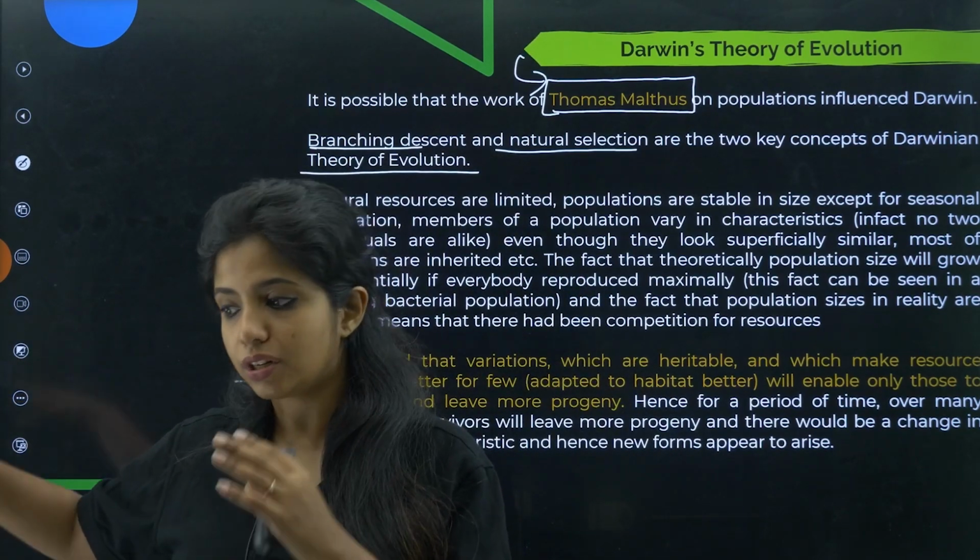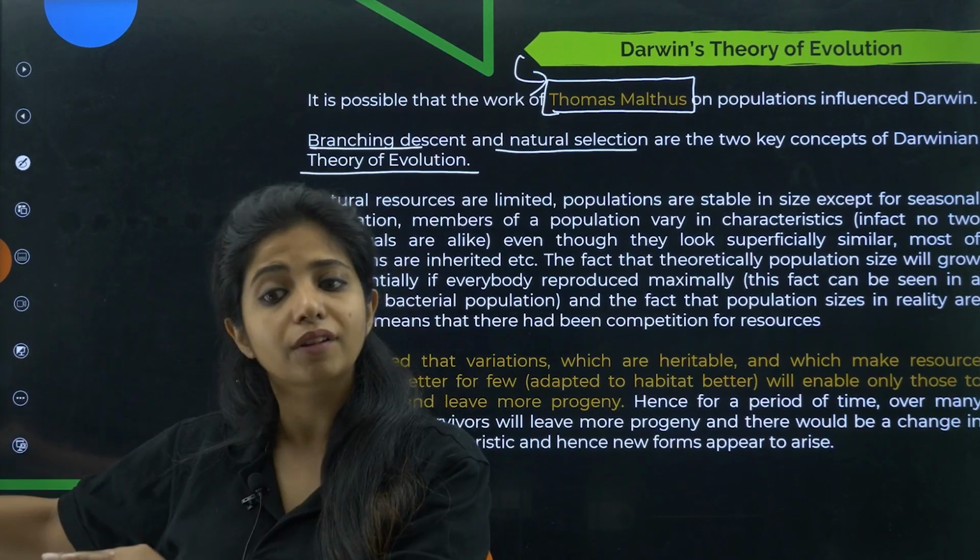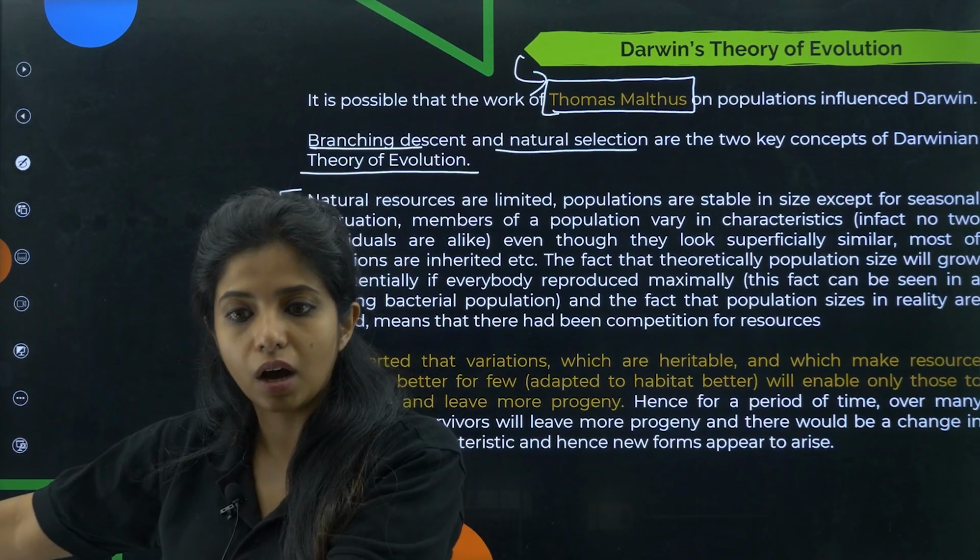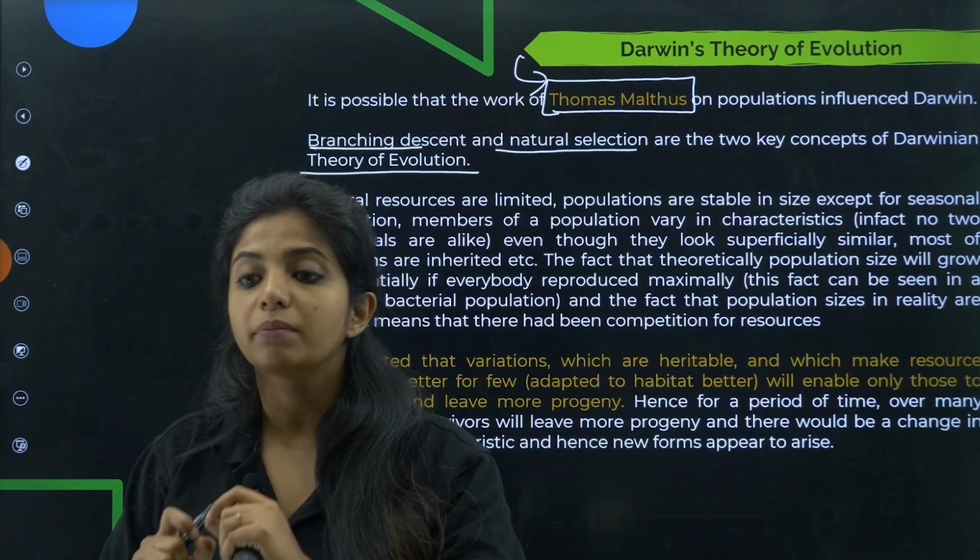So that is natural selection. Nature is selecting them over there because they have that particular feature. They have that variation in them. Okay, that is what you mean by natural selection.